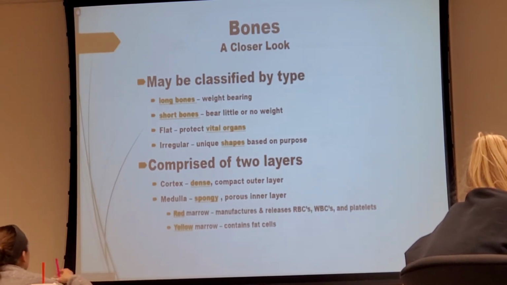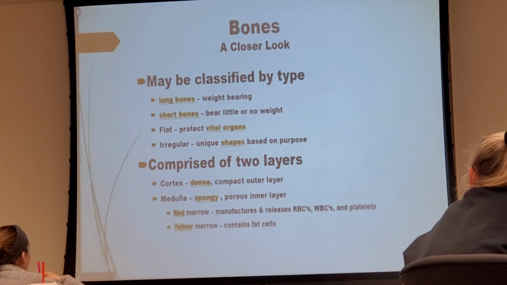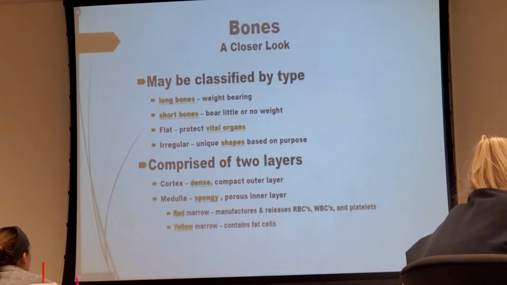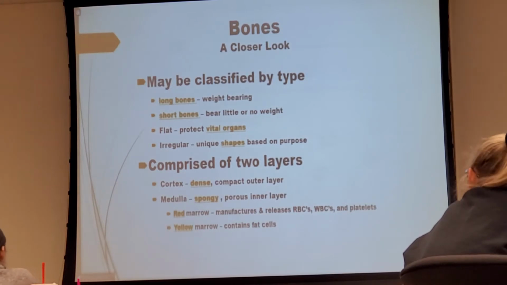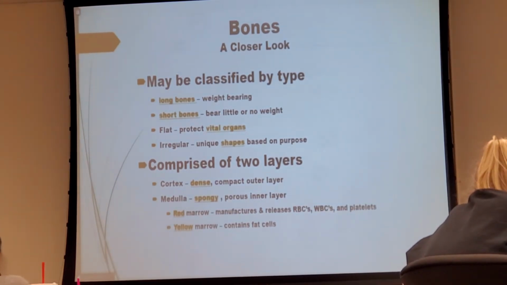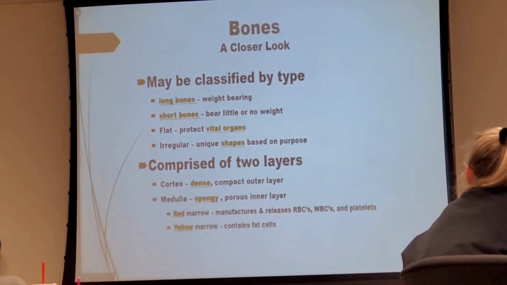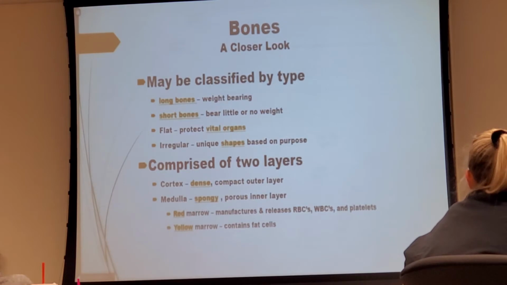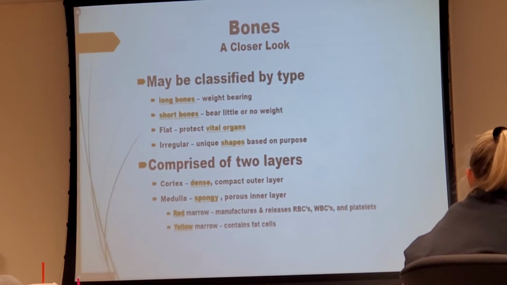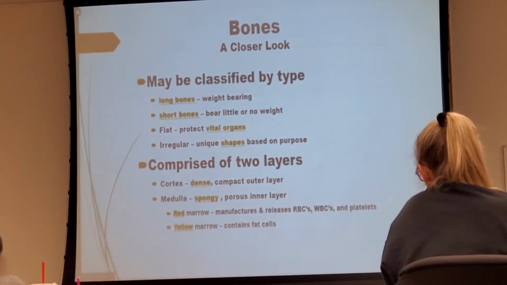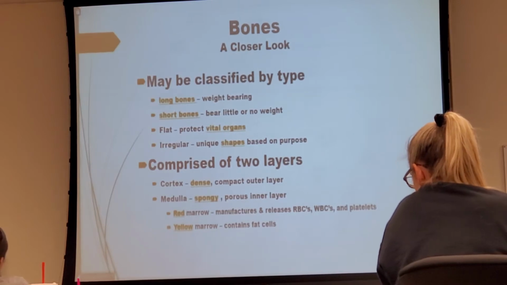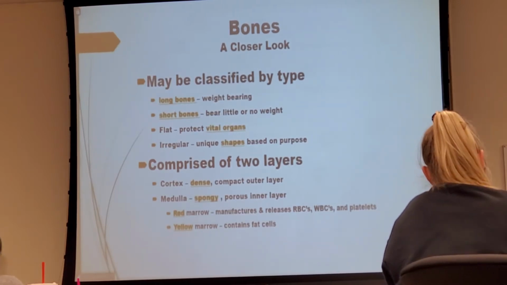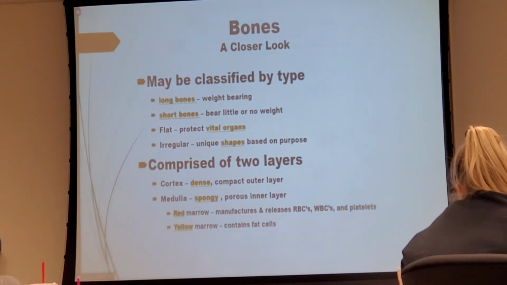A lot of this is just review before we get into disorders. Bone has two layers. It has a cortex, which is dense, compact outer layer. What does the cortex do for your bones? What does that dense hard layer do? It protects, and makes it firm and rigid so it can hold its shape, even under pressure.